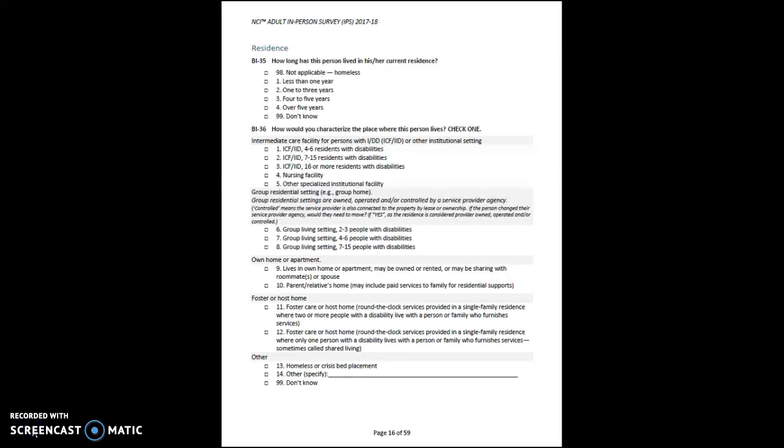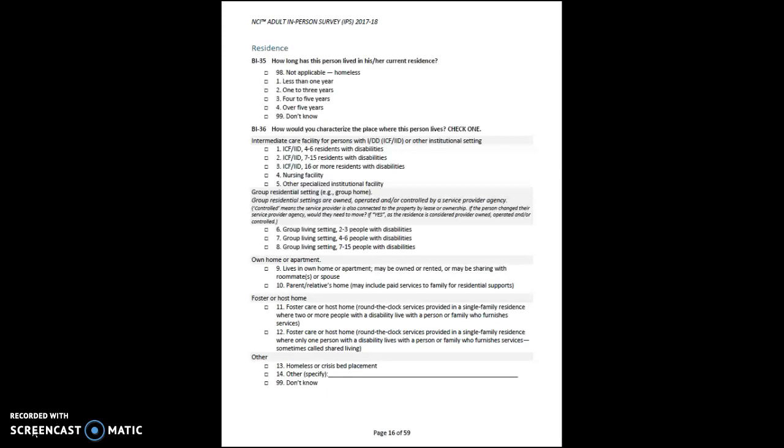Okay, so let's take a minute to look at some of these response options here for the type of place where the person lives. So we start out with this bucket of the person living in an intermediate care facility or other institutional setting. If the person's living in an ICF-IID, we want to know whether it's for 4 to 6, 7 to 15, or 16 or more residents with disabilities.